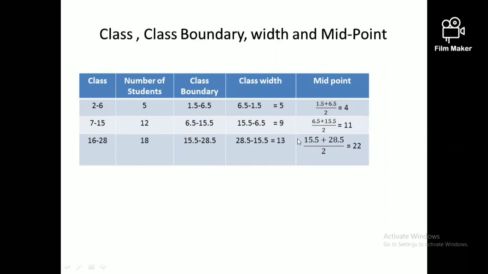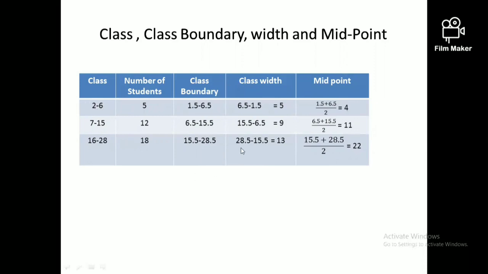When you're working out the midpoint even, you can use the same thing. You can add 6.5 plus 1.5 divided by 2, 15.5 plus 6.5 divided by 2, 28.5 plus 15.5 divided by 2. But there's another point you have to understand. When you're working out these midpoints, if you use this one even, you get the same answer.